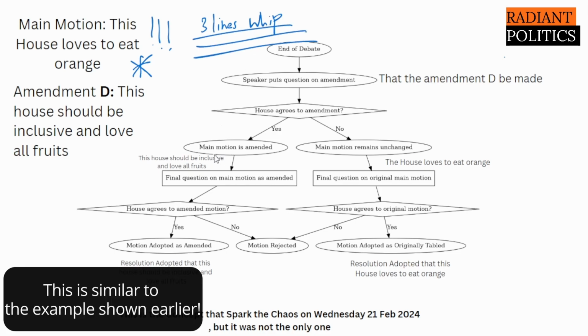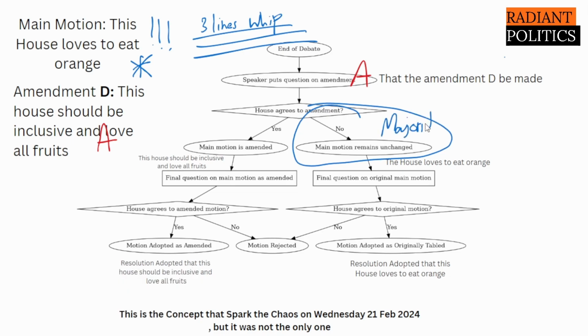First, the Speaker puts the question to the amendment, whether it should be made. Of course, the government will want to reject it because they want to have their own motion passed unamended and unscathed, so they will force MPs to vote no, and they will win because they have a majority. Right? This is a basic concept. Being government means you should have a majority.